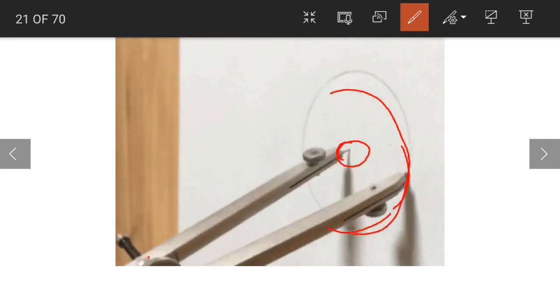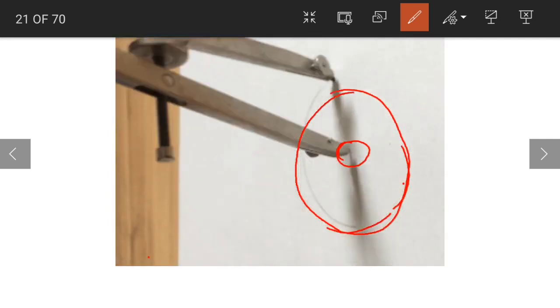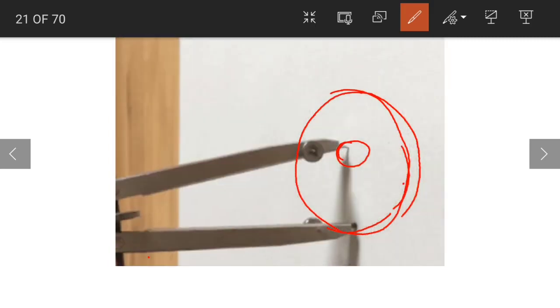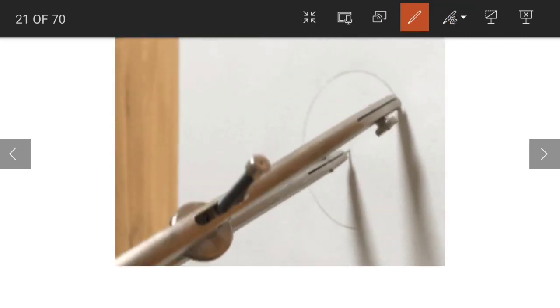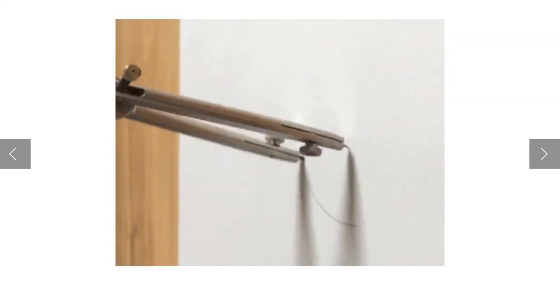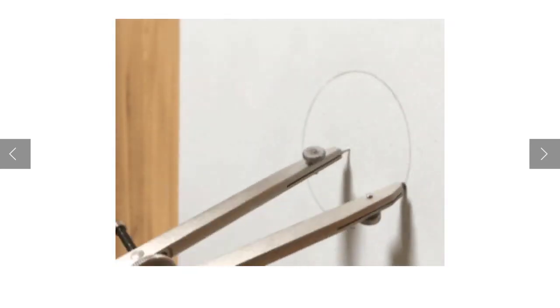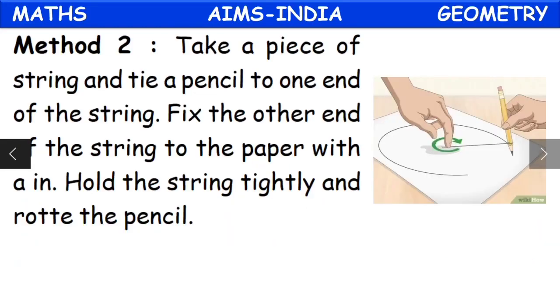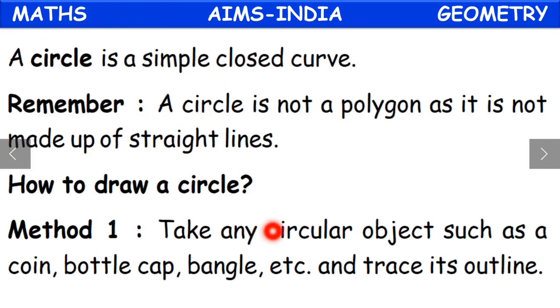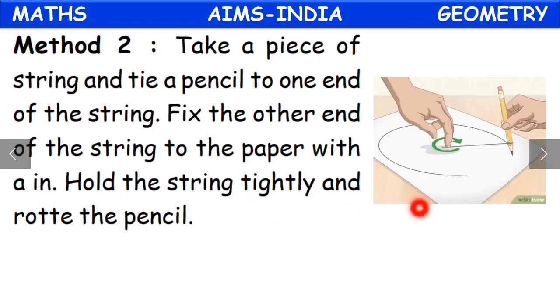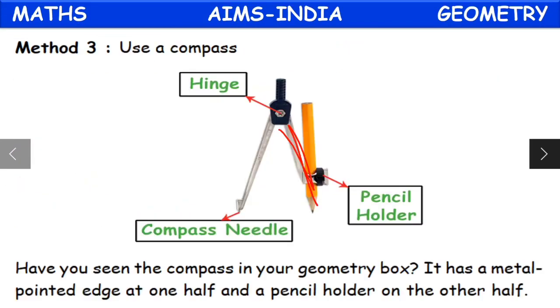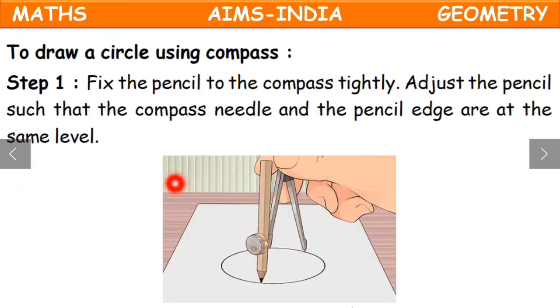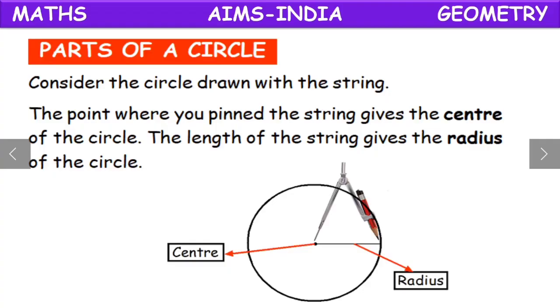See, as you move it, it draws a circle automatically. Yes or no? So this was the method 3 of drawing a circle. What is it? Using a compass. The first method was using any circular object and then tracing a circle. The second method was to use a piece of string, and then the third method was to draw a circle using a compass.